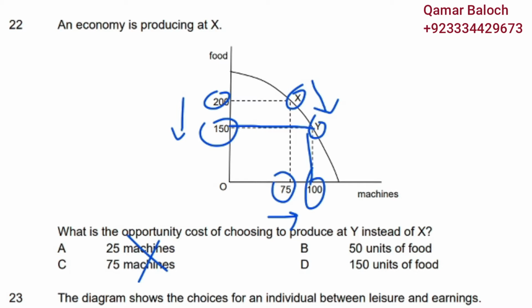Options A and C can be cancelled because opportunity cost will be food, and now we have to choose between B and D. How much food is sacrificed from 200 to 150? You can see that 50 units of food are sacrificed, so option B will be the correct answer.